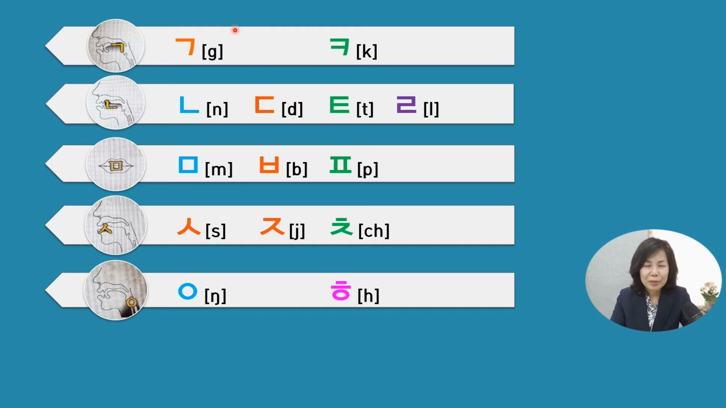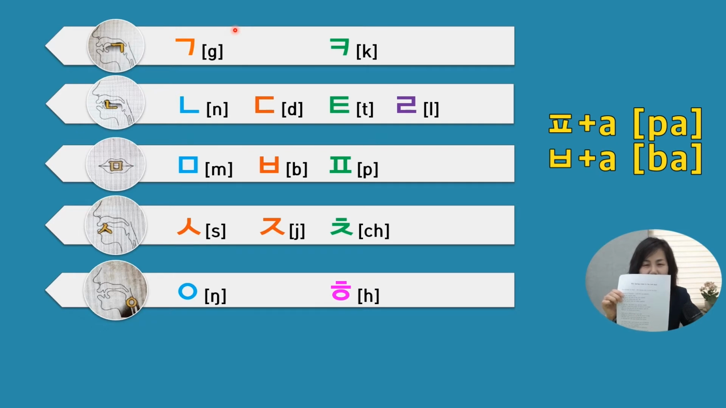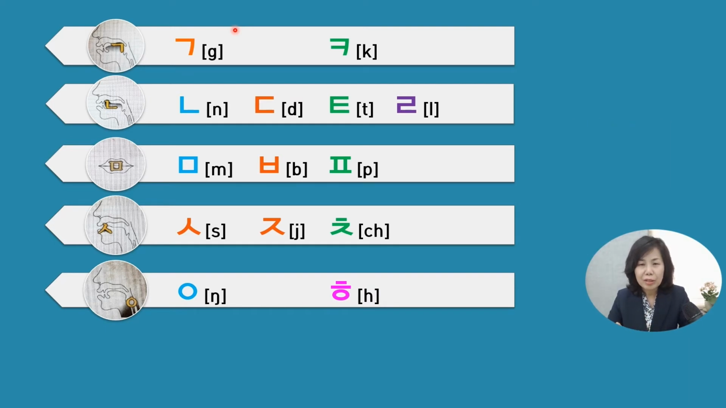To test this, please prepare a paper, put it in front of your mouth and say pa, pa. The paper flutters. How about ba, ba? Nothing happened. And the more important thing is you should pronounce it faster than the counterpart plain. For example, 그, 크, 드, 트, 부, 푸, 즈, 츠. Can you feel the speed?